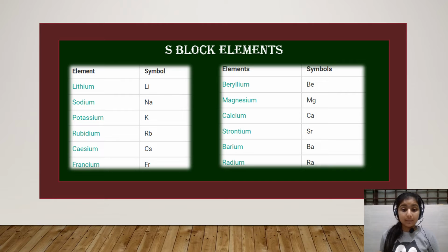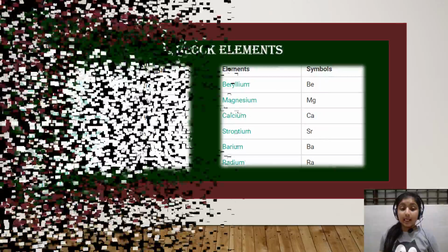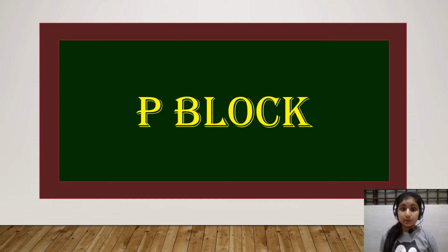Now, let's begin with the P block elements. The P block elements start from the 13th group to group 18, that is at the last. So, the elements of the 13th group of the P block are boron B, aluminium Al, gallium Ga, indium In, thallium Th.